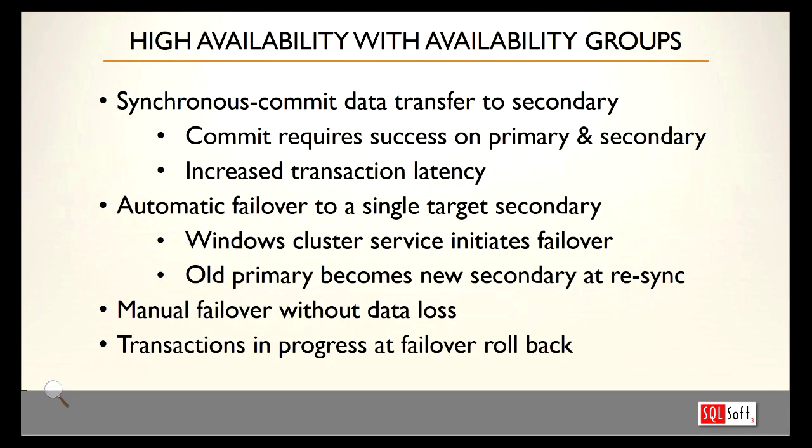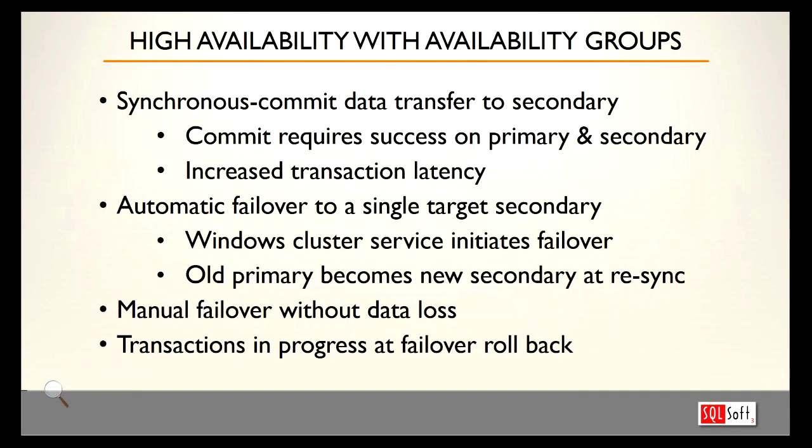So you can also manually fail over a synchronous write high availability group. You can just say, after this point, no new transactions will be accepted. Once the transactions in progress have committed, you manually fail over. All the committed transactions are written out to the secondaries without any data loss.